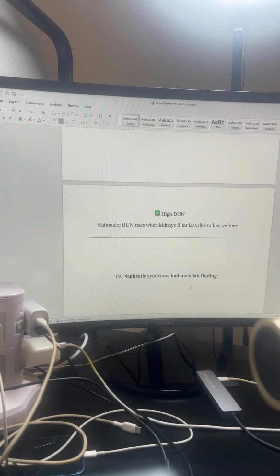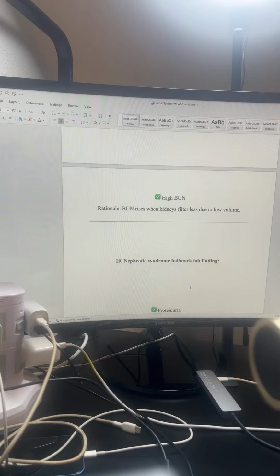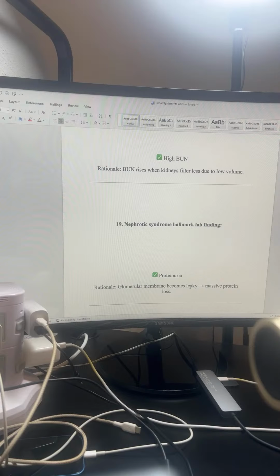Nephrotic syndrome hallmark lab finding. What is going to be that one? I think you probably saw it already. Proteinuria. Your glomerular membrane becomes leaky, and then you have massive protein loss. So the patient tends to have proteinuria in nephrotic syndrome. All right.